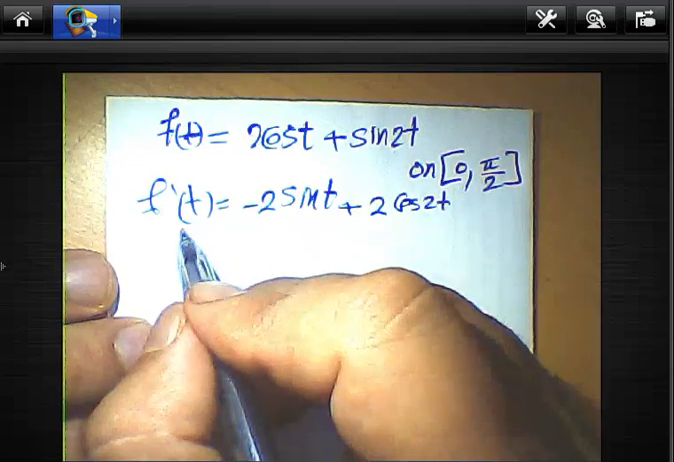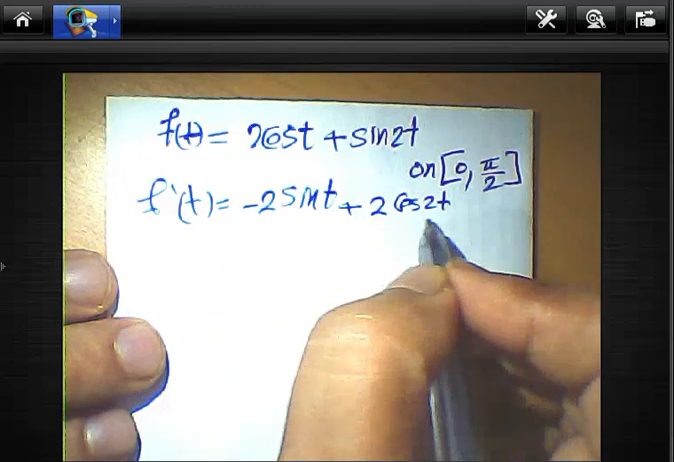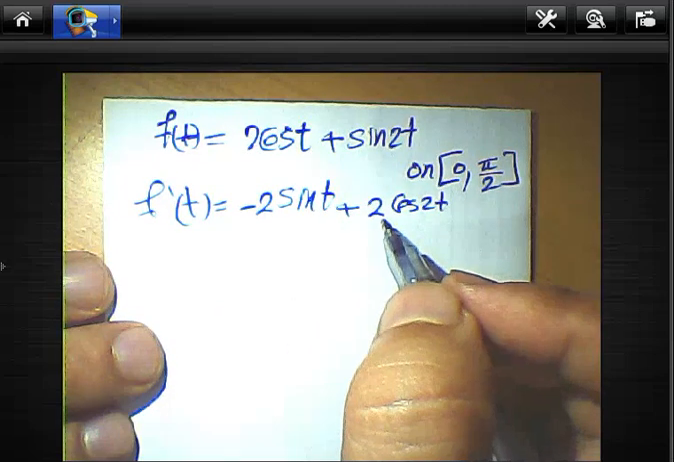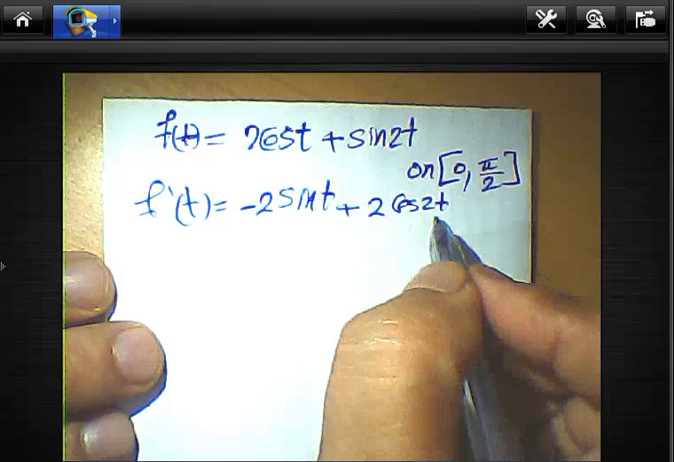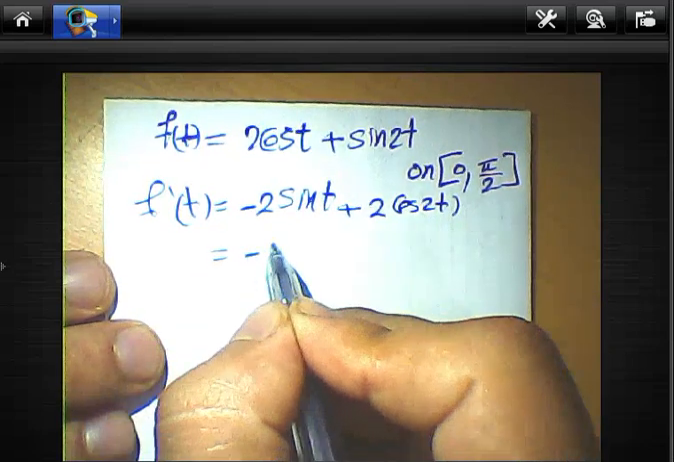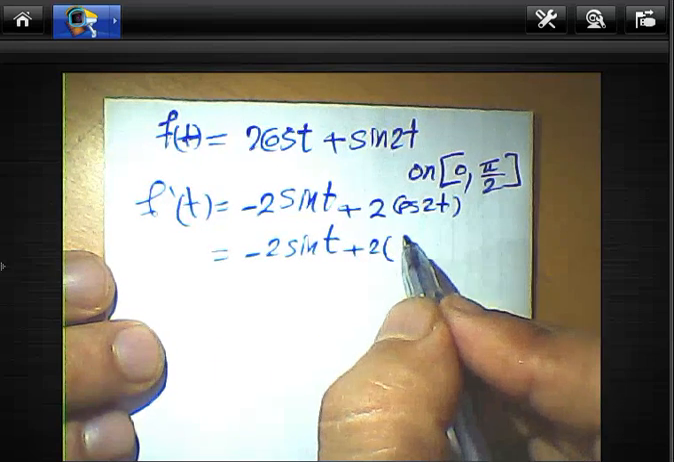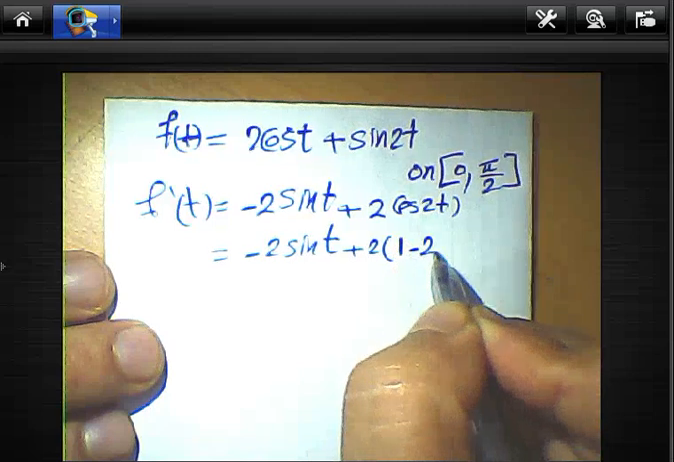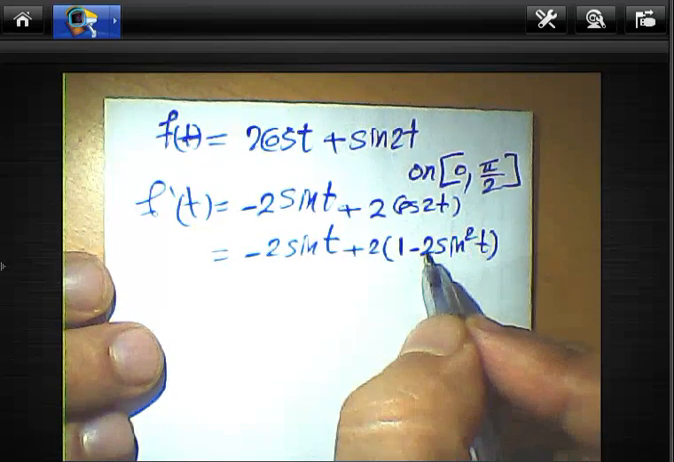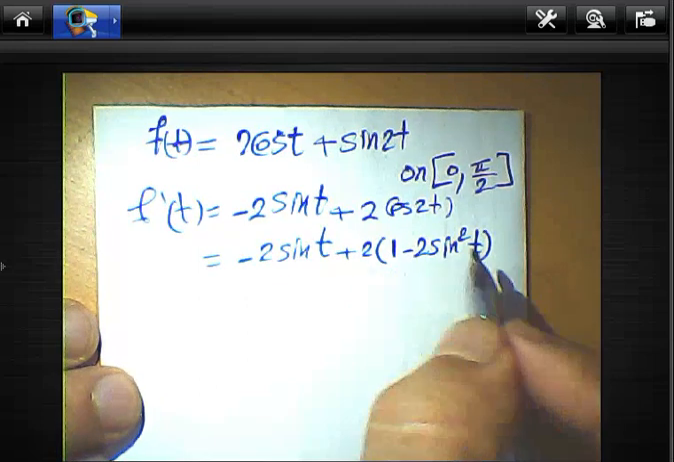Okay, so that was f'(t). We can write the 2 outside as a coefficient, and we can simplify it. We know cosine 2t can be simplified by an identity, meaning 1 minus 2 sine squared t. So we can simplify it: negative 2 sine t plus 2 multiplied by (1 minus 2 sine squared t). It's very important to know this identity here. And we set this expression equal to 0.